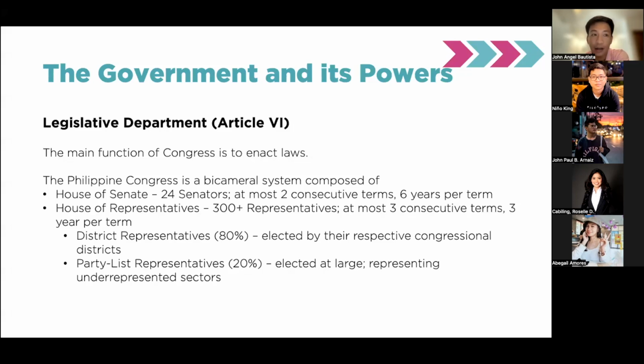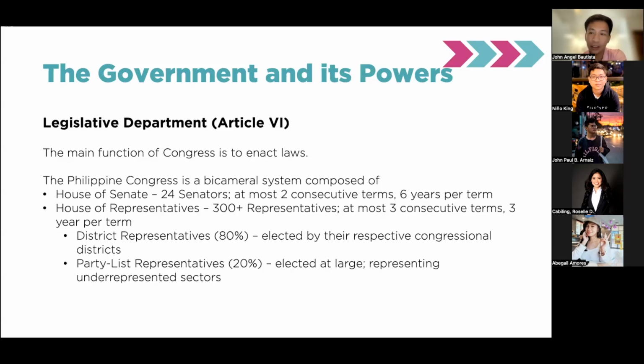In your case, ilan ba yung district representatives ninyo? Pero you only vote 1, ha? Kung nasaang district ka, yun lang ang iboboto mo. So 80% of the House of Representatives is composed of these district representatives.